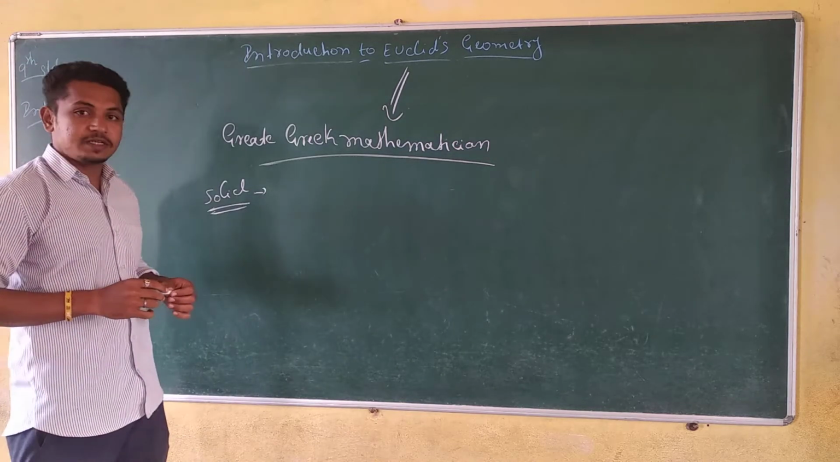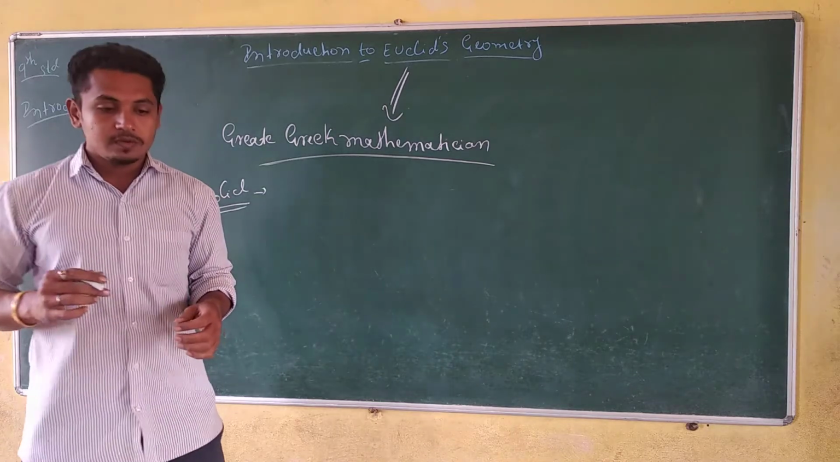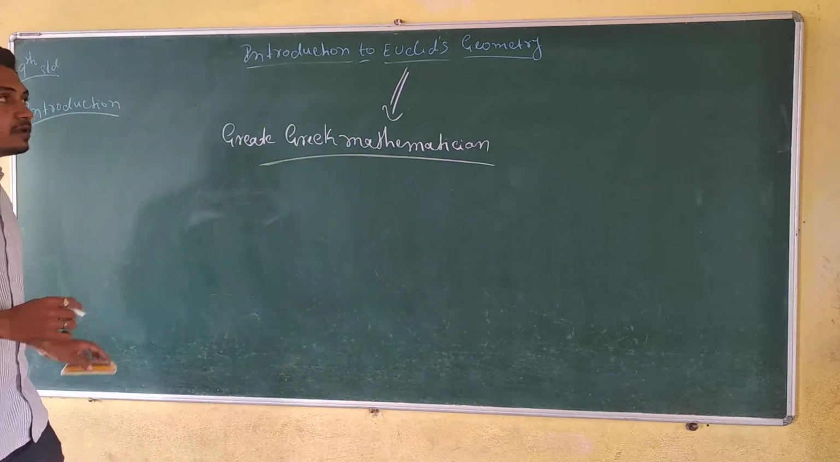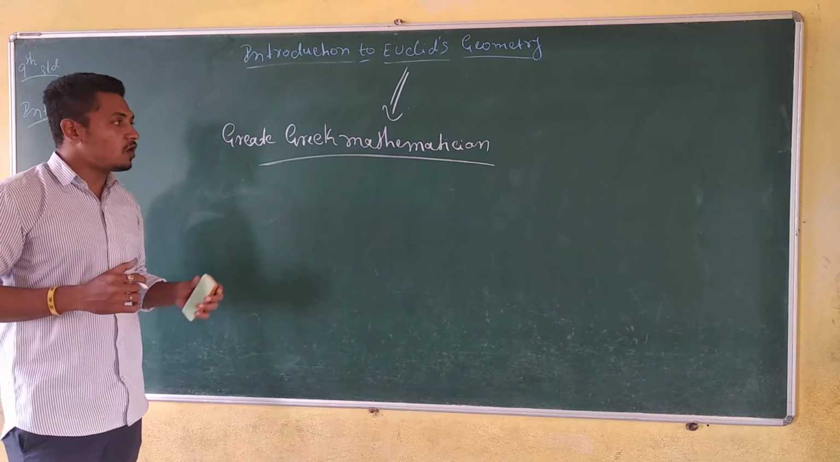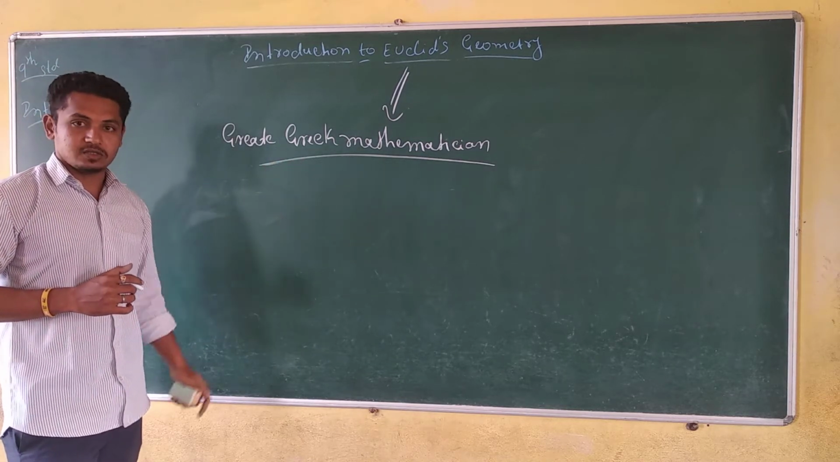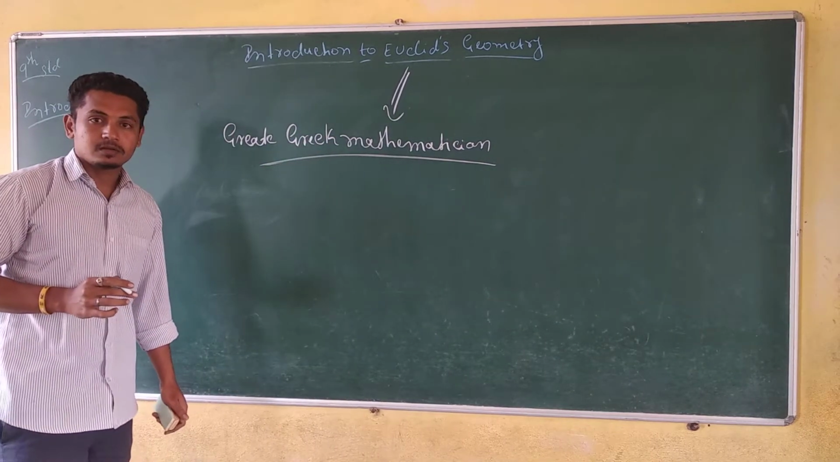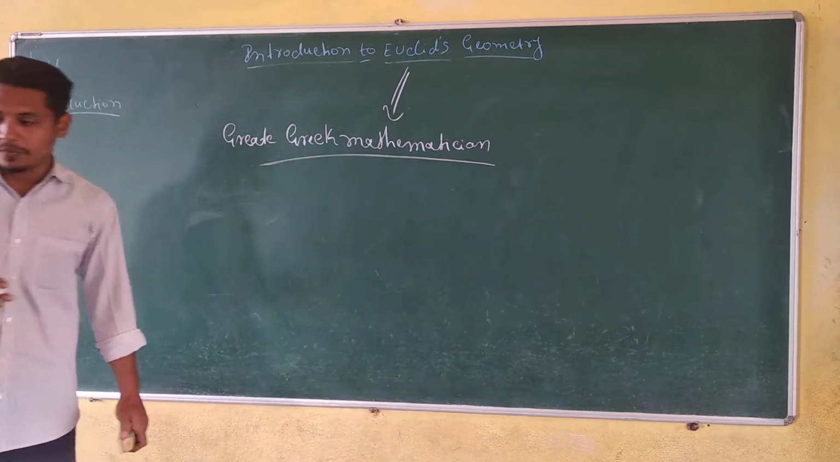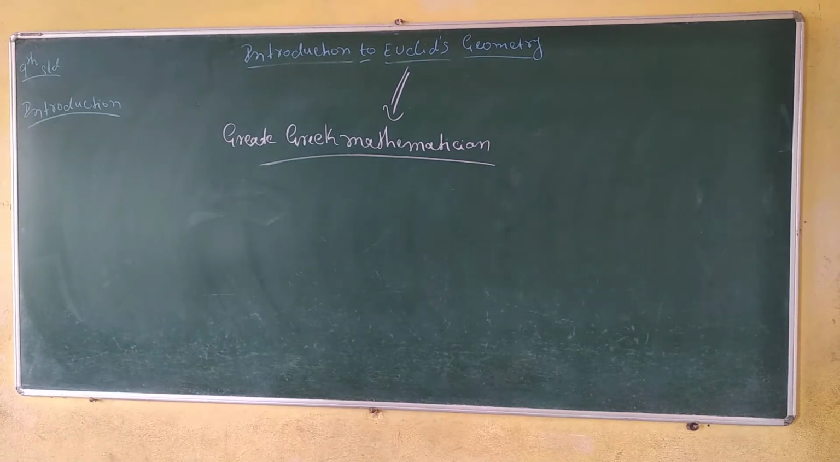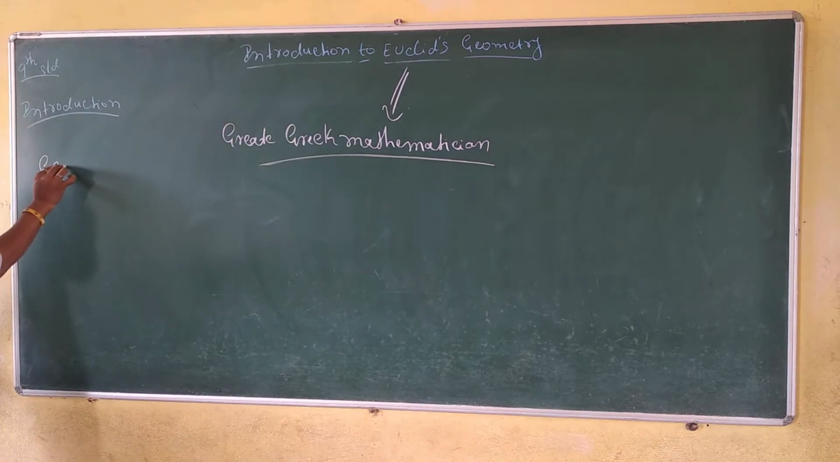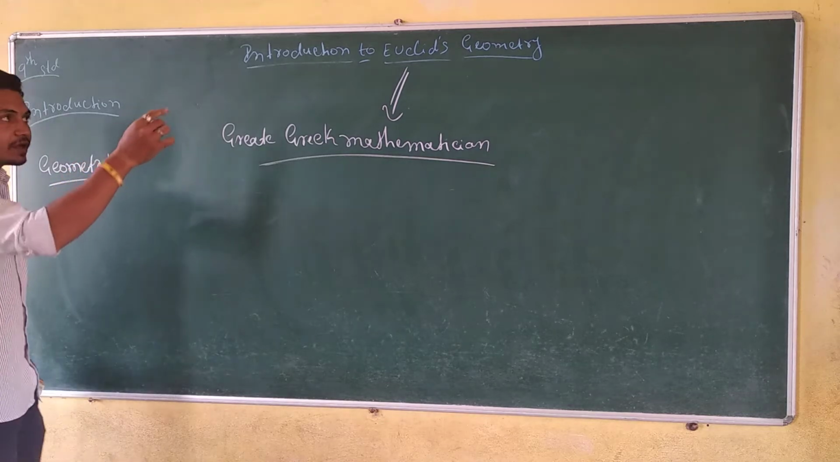And what is geometry? First we should know geometry. This word geometry is derived from the Greek language, okay. Geometry is derived from the Greek word.